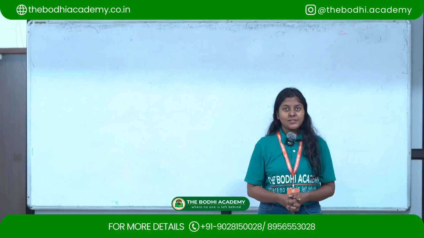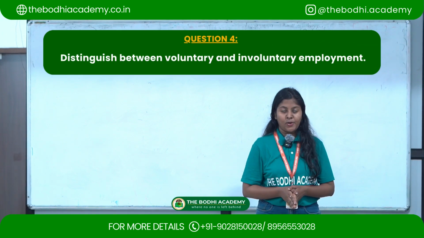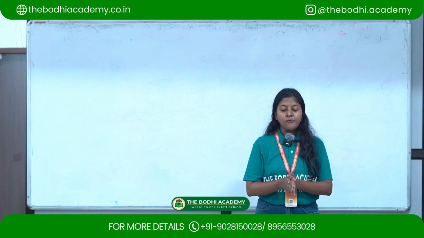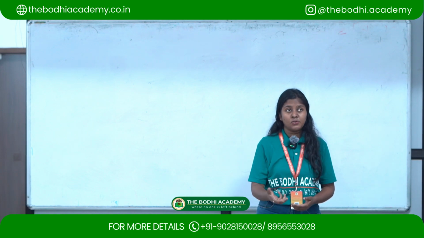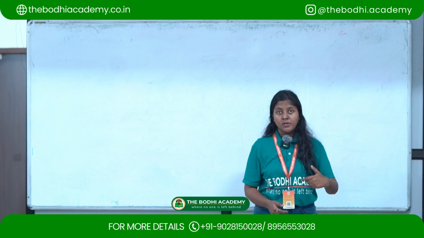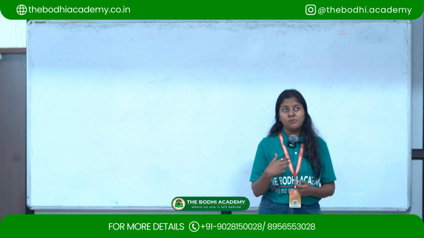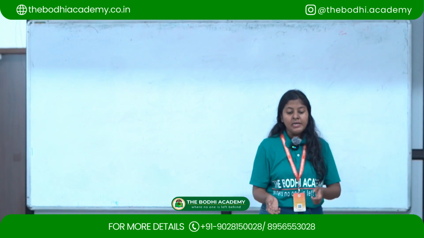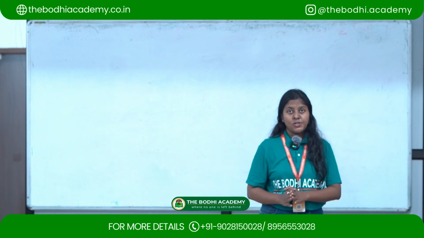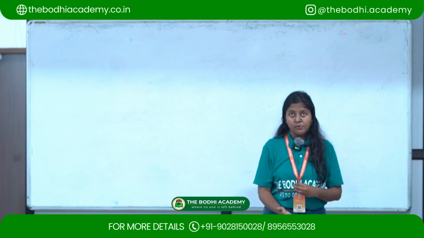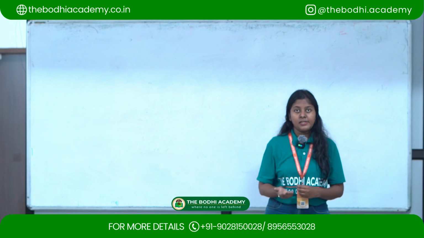So we'll move to the next question, which is: distinguish between voluntary unemployment and involuntary unemployment. Voluntary unemployment refers to a situation in which a worker is not willing to work at the current rate of wages. If the employer is offering a particular wage, that person is not willing to work for that job. On the other hand, involuntary unemployment is a situation wherein people are willing to work at the current rate of wages, but they are not getting a proper job. They are not getting any work.